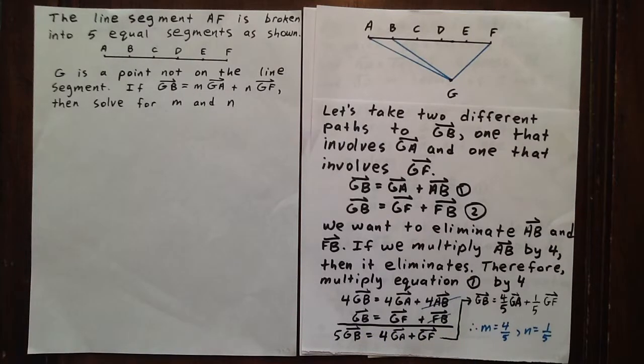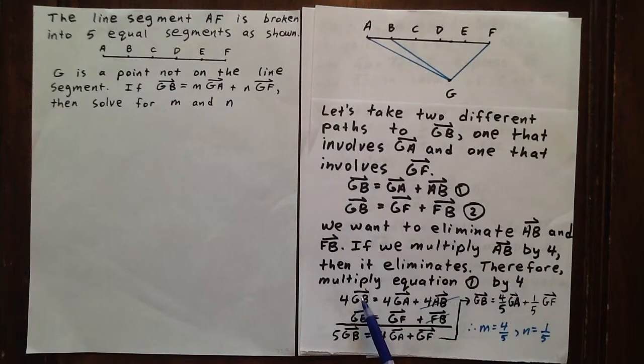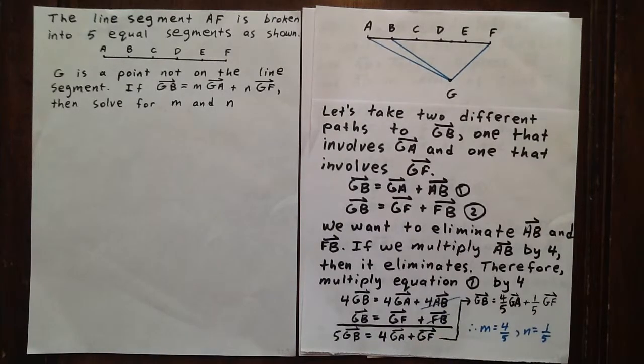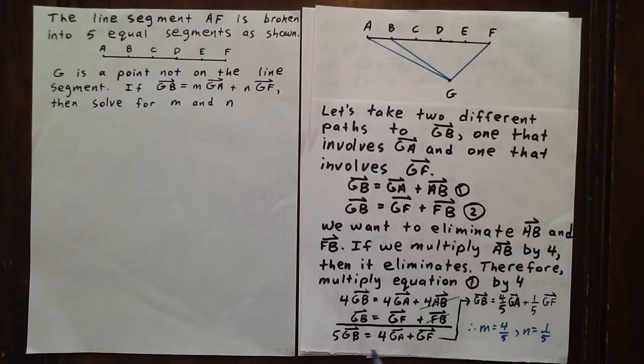We can now add the two equations. Adding the left-hand side, 4GB plus 1GB gives us 5GB. Adding 4GA plus GF gives us 4GA plus GF. And adding 4AB plus FB gives us the 0 vector because they cancel out because they're opposites. And so we have 5GB equaling 4GA plus GF.